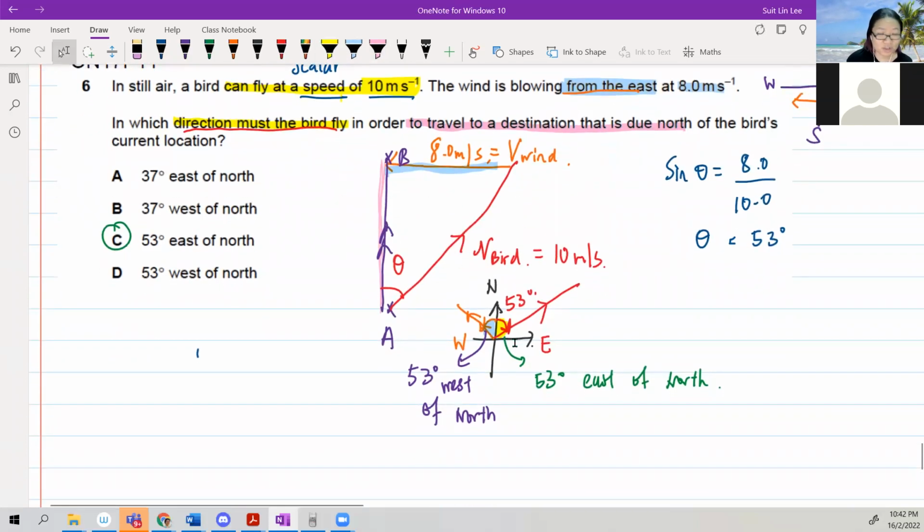And if you are good at visualizing, the west of north one you can throw away already. I must fly east because the wind is blowing from the east. So I have to fly east. And then now I have left 37 and 53 degrees, which makes it easier to find the value. So this kind of thing you have to draw. Similar practice or questions like this, you can definitely find in your paper 2.